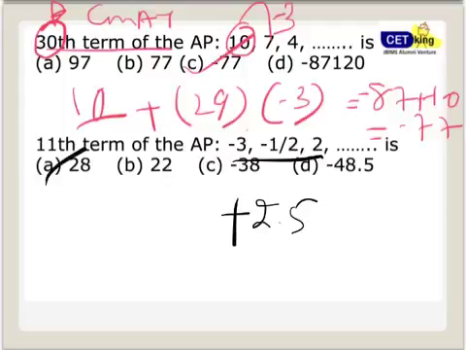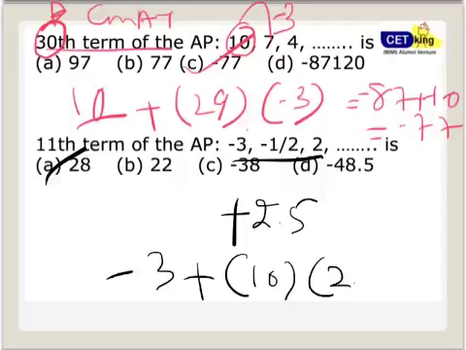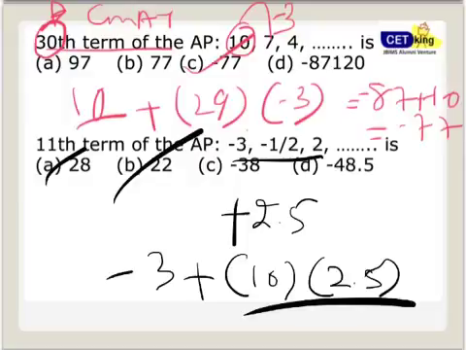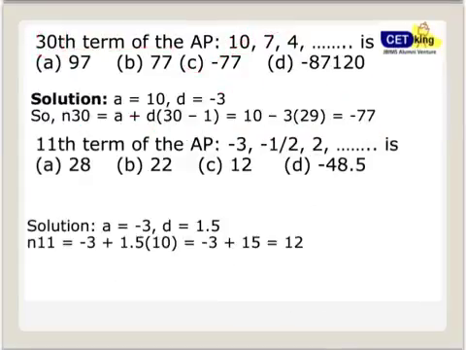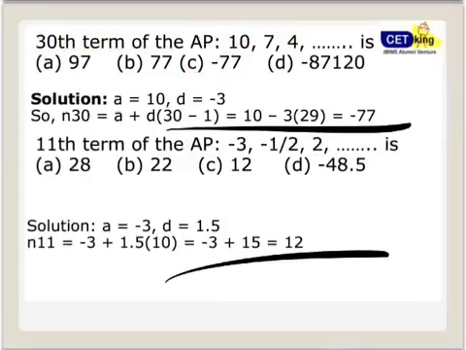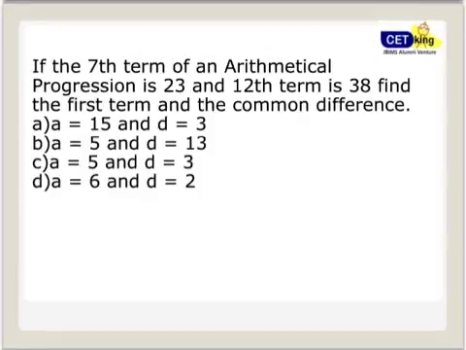11th term you have to find. So a plus n minus 1, 10 into d, 25, 22. Answer is 22. This is the answer for both the questions, minus 77 and 22. Alright, next question.